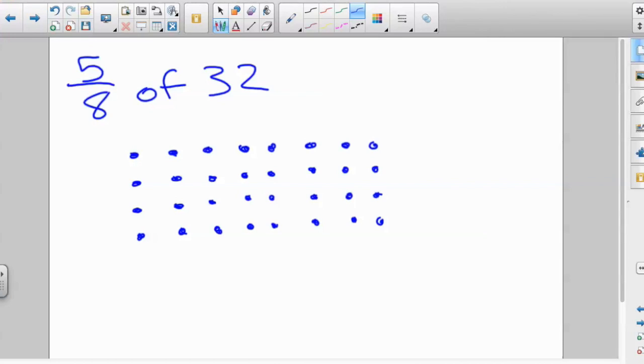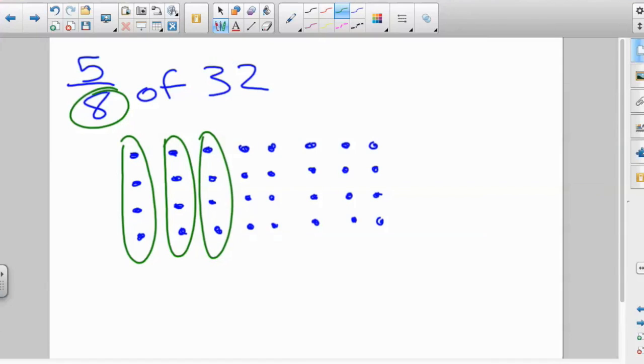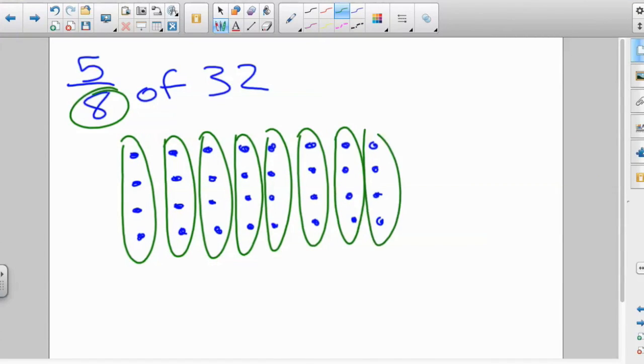So now I have 32 dots, and I focus my attention again on the denominator. I know that my denominator is 8, so I need to divide this array of 32 into 8 equal groups. And it's important that the groups are equal. And I recognize that I can have 8 equal groups, and in each group there are going to be 4 dots.